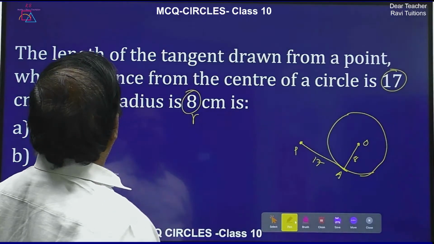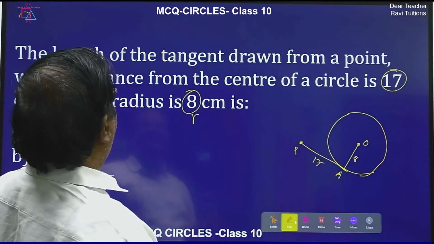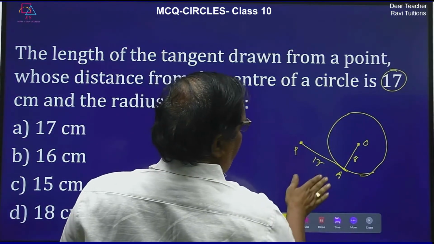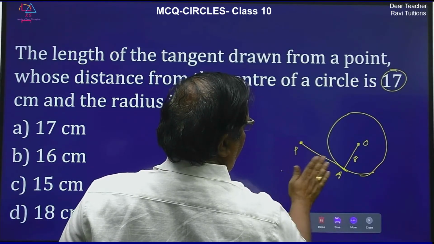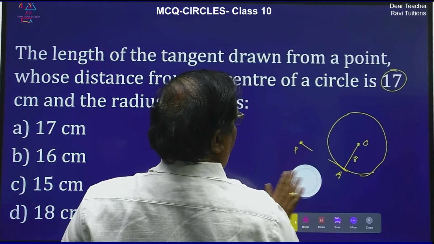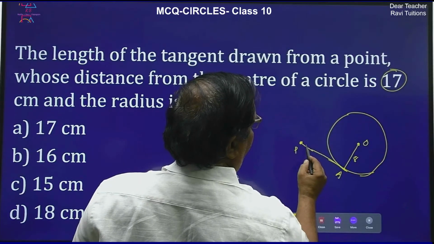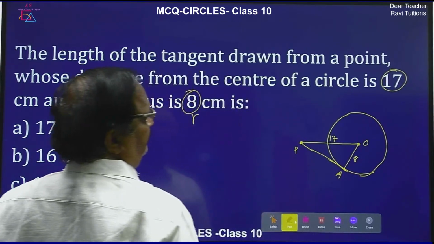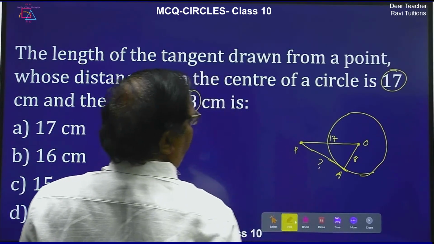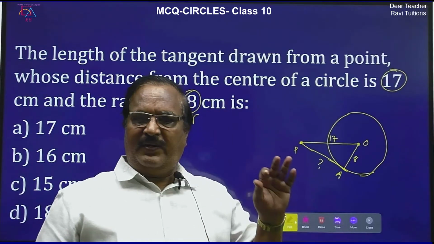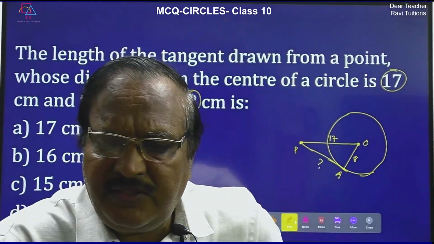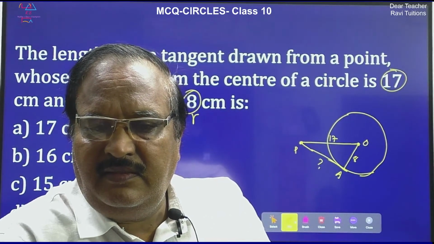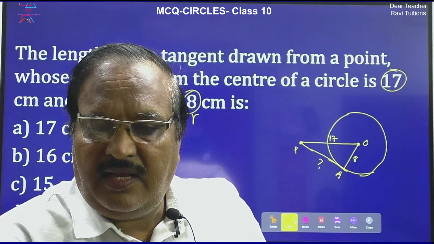What he asked is, we have to find out the length of the tangent. That means this is not 17, this is 17, and you have to find out this PA. This is a very important question. This is not 11th, this is exactly 10th class.